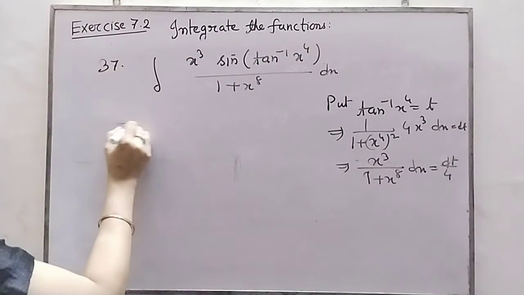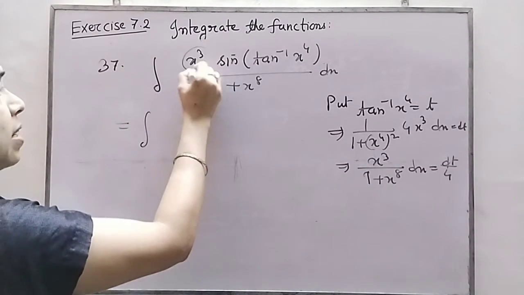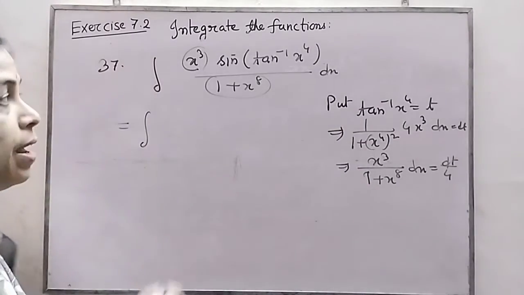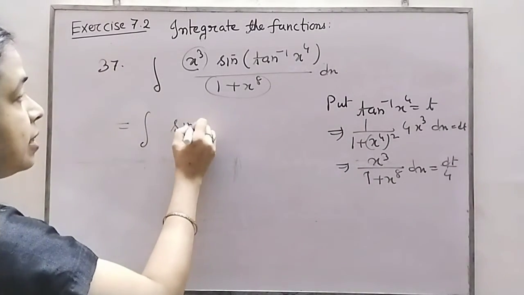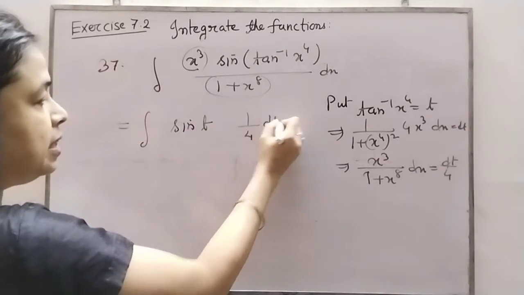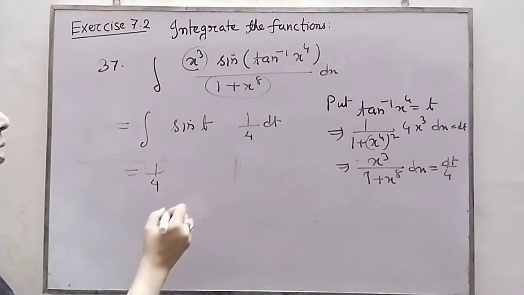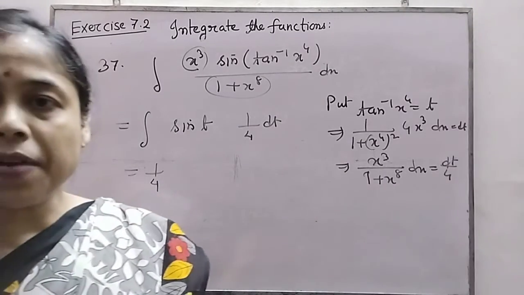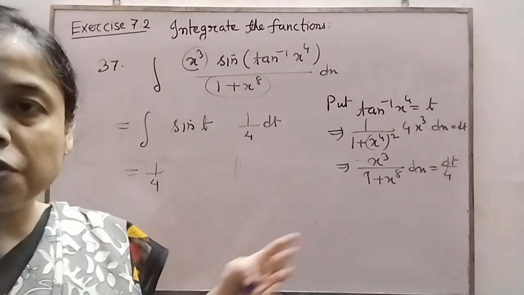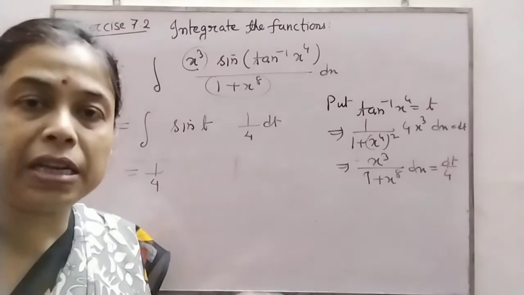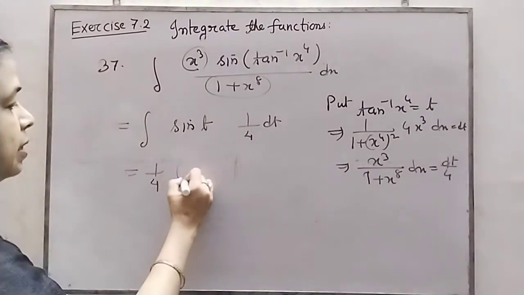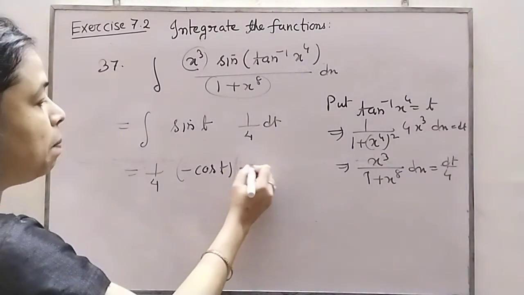That is equal to what? Integration, in the place of x cube and this one, I write dt by 4. And here I write sine of t. So this is 1 by 4 dt. 1 by 4 will come out, integration of sine t. What is the integration of sine t? When you integrate sine t, you will have minus cos t. So this is minus cos t plus c.